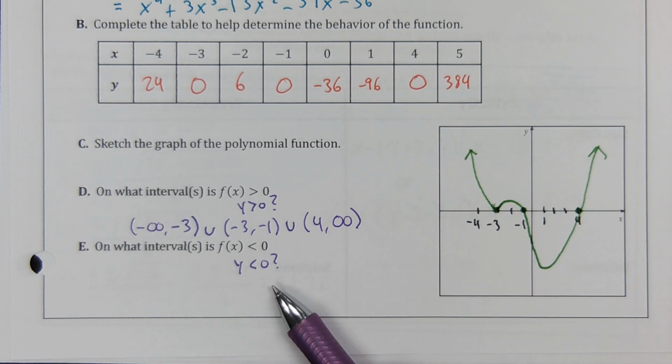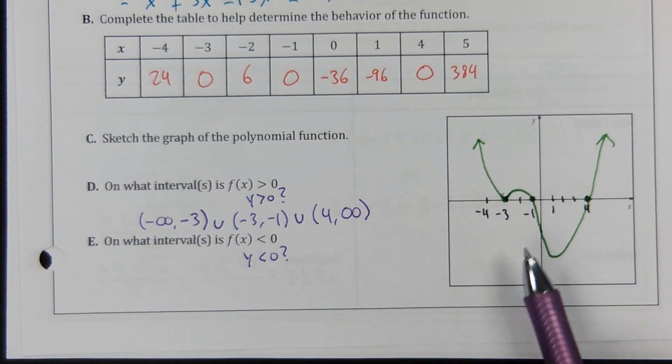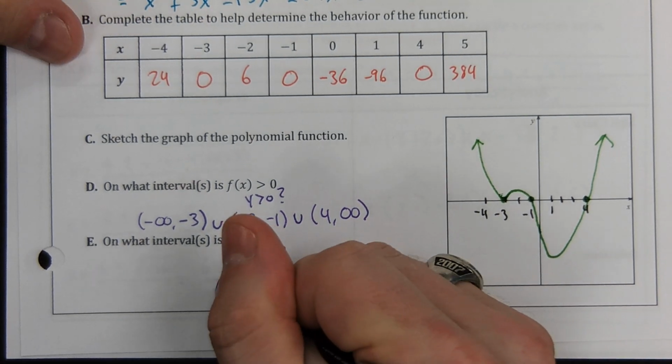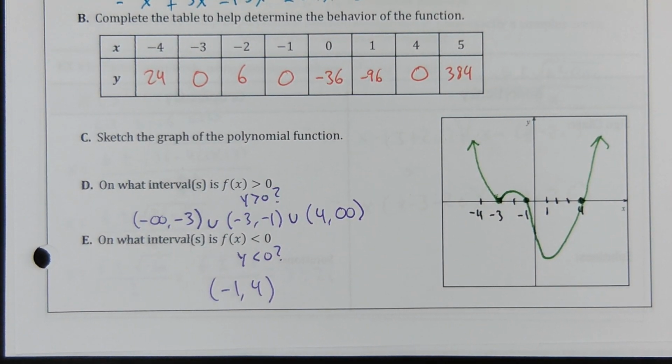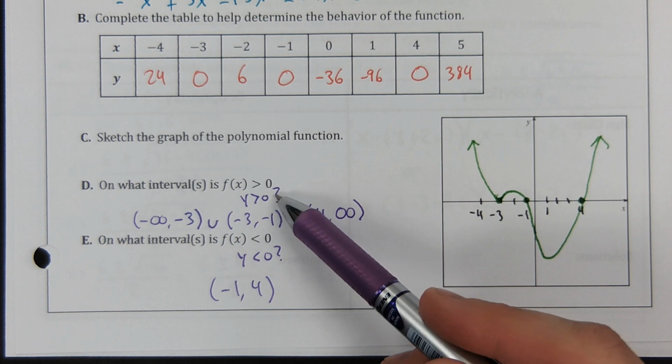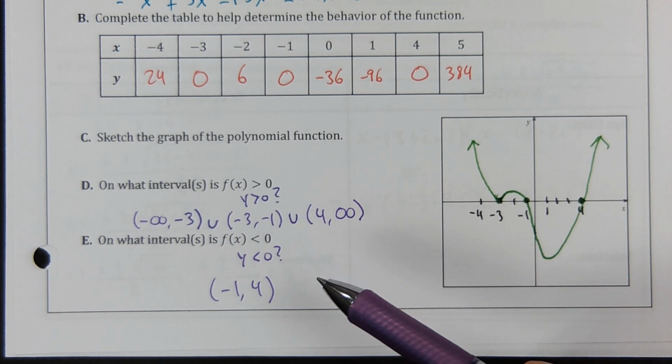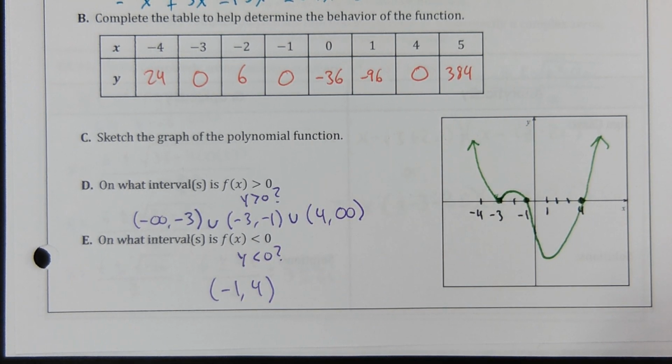And below the x-axis, from -1 to 4. There it is. You did this in Algebra 2. Well, you were supposed to. If you were with me, you did it. This is the same thing as saying, when is f of x positive, when is f of x negative? It's the exact same thing. When is f of x positive, when is f of x negative?